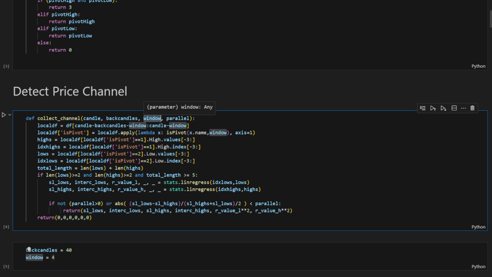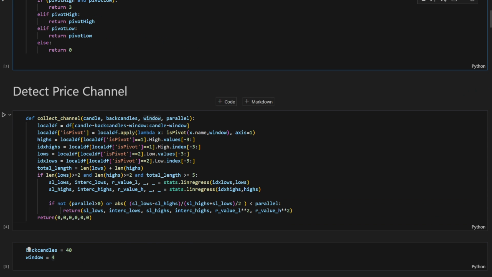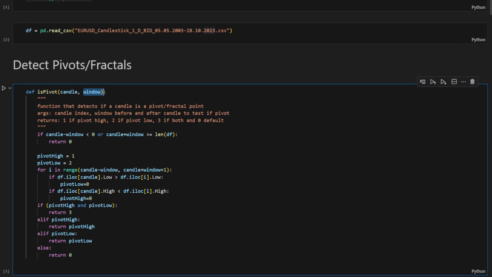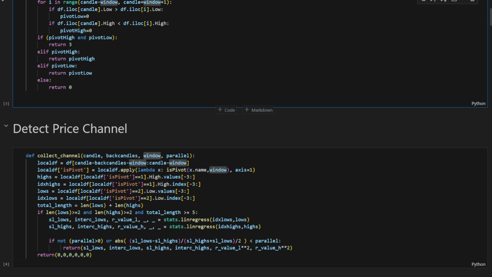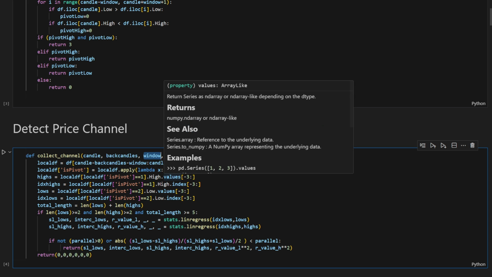And window should always be greater than whatever you use for the pivot window. So if we've used 3 here, it should be a minimum of 3. If we've used 4 for the pivots, here we should use 5, for example, or at least 4. So just to avoid looking into the future, because this wouldn't be correct anymore. It wouldn't be realistic.